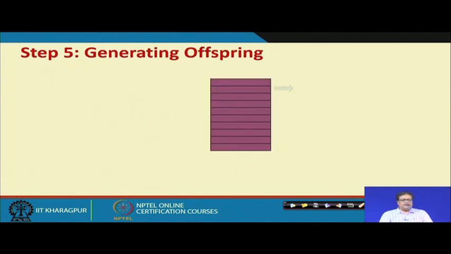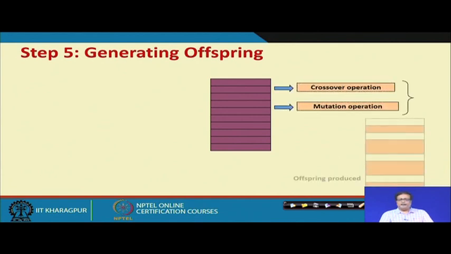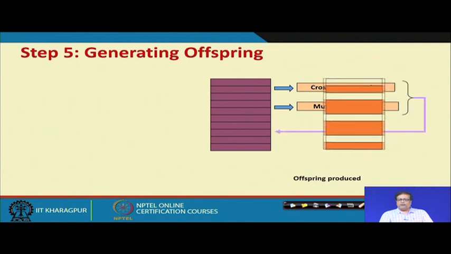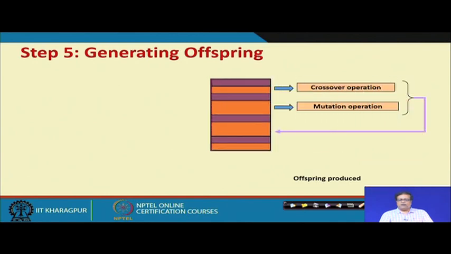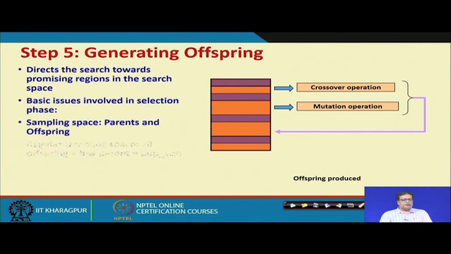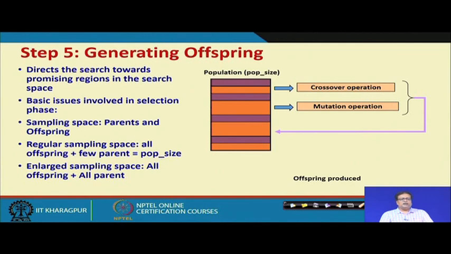Having seen that, now let us see how the offspring is generated through crossover and mutation. You have just seen the animation, we will explain it and see it again. You see what really happens: they generate offspring that direct the search towards promising regions in the search space, and the basic issues involved in the selection phase.